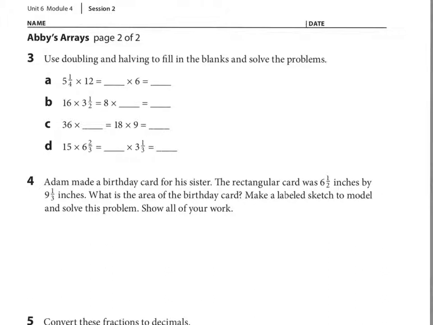For question number 3, we're going to use doubling and halving to fill in the blanks and solve the problems. 5 1/4 times 12. I see there's a 6 over here, which means 12 was divided in half, which means 5 1/4 is going to need to be doubled. Double 5 is 10. 1/4 doubled is 2/4, which is the same as 1/2. That's why I'm going to write down 10 1/2. 10 1/2 times 6 is the same as 10 times 6, which is 60, plus a half of 6, which is 63.